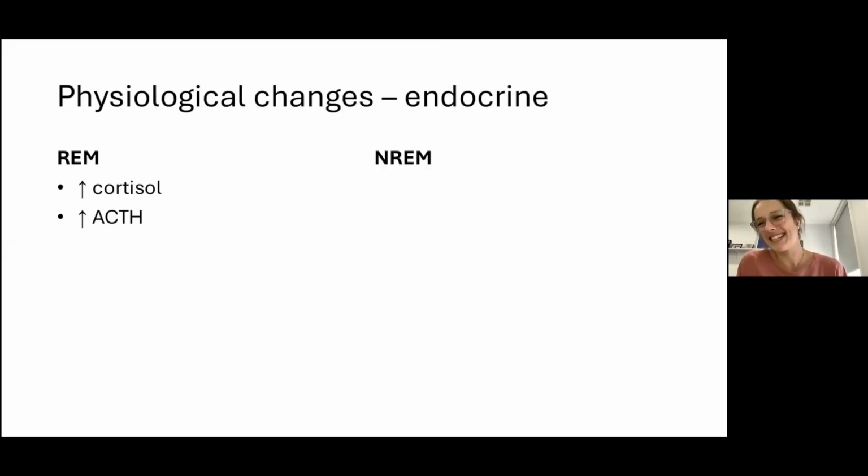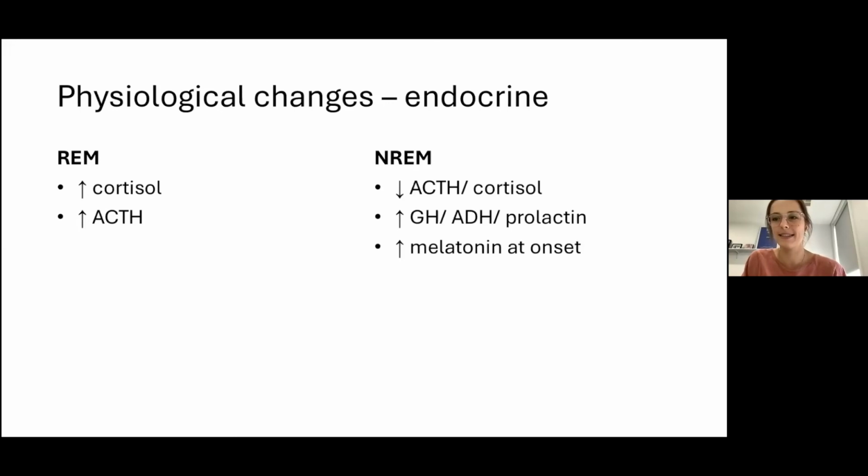Great. So ACTH is the other one that increases in your REM sleep as well, which makes sense because it's all part of that axis, so it all increases. And as you said, in non-REM, there's a decrease in your ACTH and your cortisol, increasing your melatonin at the onset, as you said. The other things that increase are things like your growth hormone, your ADH, and the prolactin. That's why people don't need to get up and go to the toilet in the middle of the night, because you've got increased ADH, reabsorbing water, which is quite helpful.